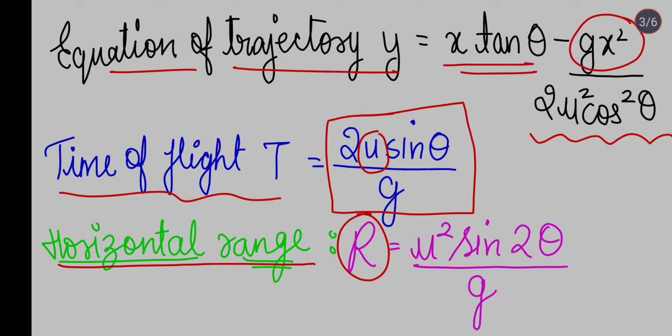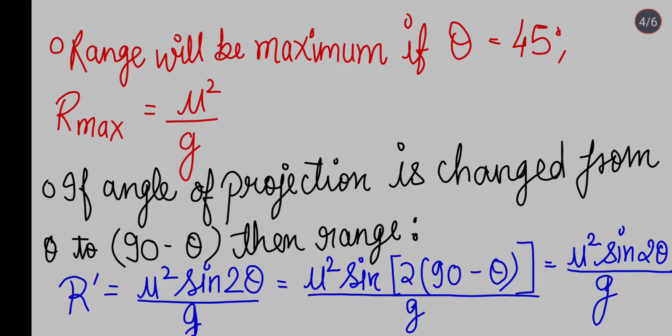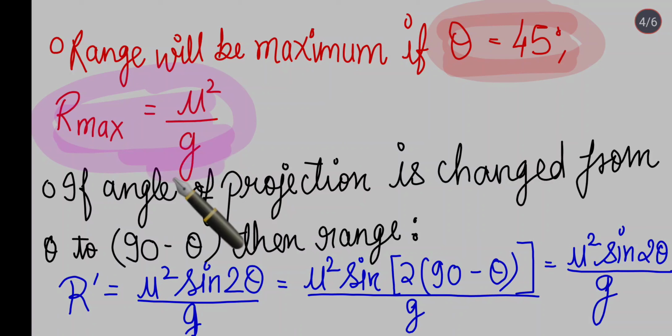Horizontal range is found by the formula u squared, which is nothing but your initial velocity squared, sin 2 theta upon g. Okay, so gravitation is g. Then range will be maximum if theta is 45 degrees. So you have to remember this thing. If your theta is 45 degrees, in that case your R is going to be maximum, u squared upon g.